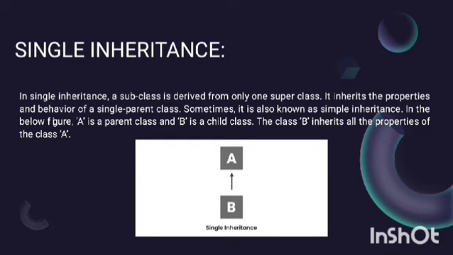In single inheritance, a subclass is derived from only one superclass. It inherits the properties and behavior of a single parent class. Sometimes it is also known as simple inheritance. In the below figure, A is a parent class and B is a child class. The class B inherits all the properties of the class A, but the superclass cannot access the properties of the child class.